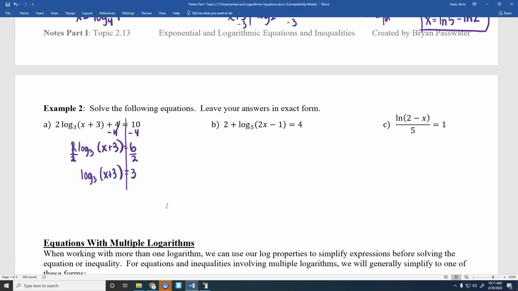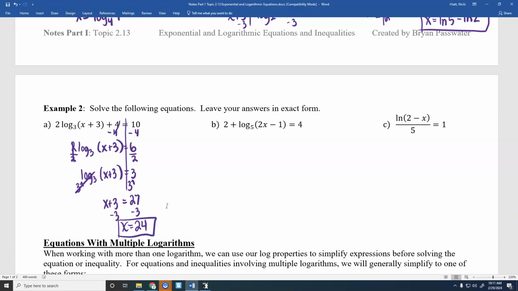Okay. All right, Tyler, how are we going to get rid of that log base 3? 3 to the power. We do 3 to that power, which will cancel here. 3 to the power here. So I have x plus 3 equals, what is 3 to the third? 27. 3 times 3 times 3 is 27. And last step, we just need to subtract that 3. So x equals 24.